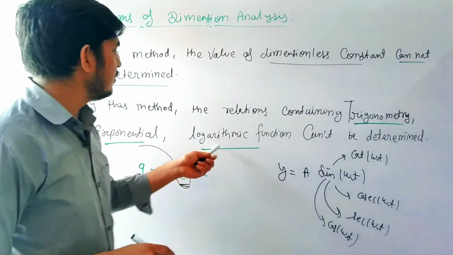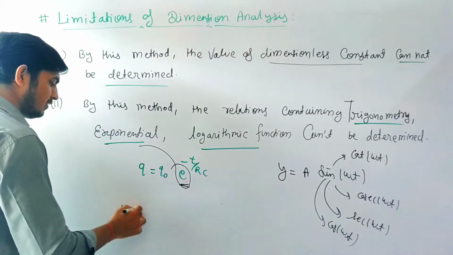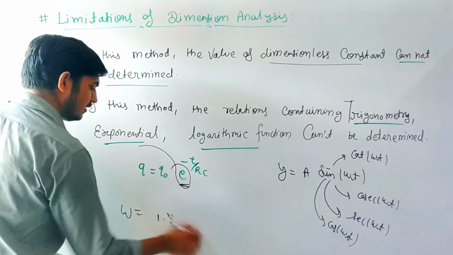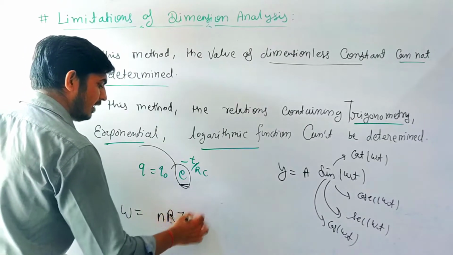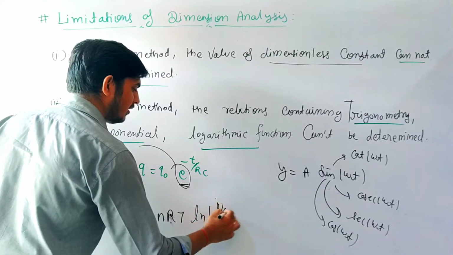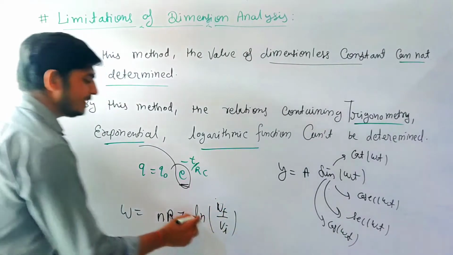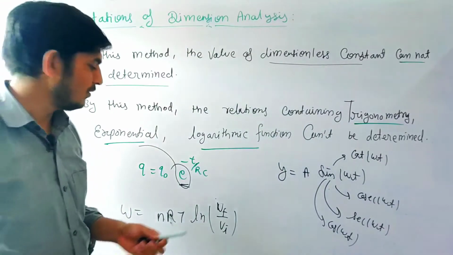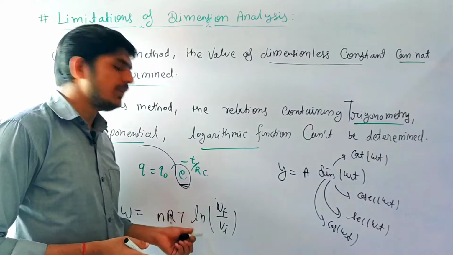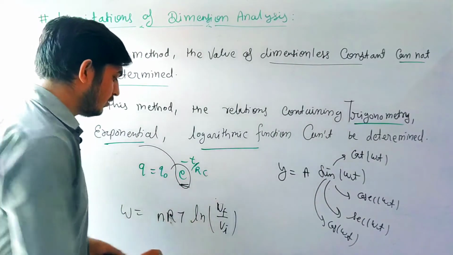Or if you talk about the logarithm, work done in isothermal, you can say PV, nRT, or you can say nRT ln V final upon V initial. So this is the logarithm function. Logarithm function is dimensionless, so you can't say whether it will be log, ln, logarithm.